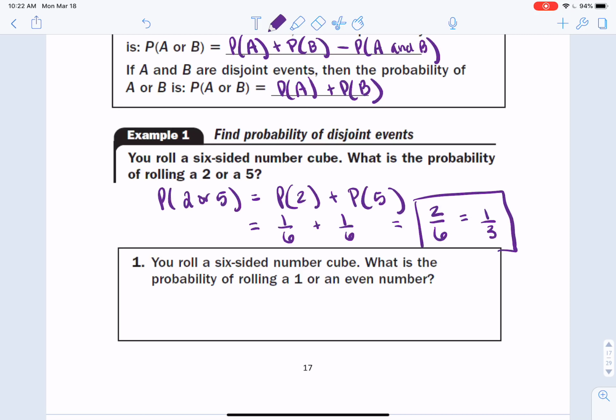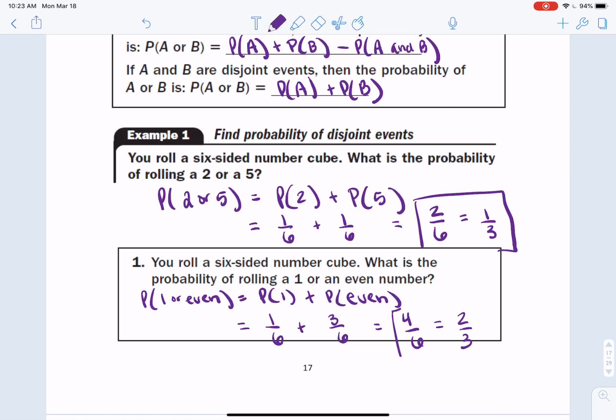To do another one, you roll a six-sided number cube. What is the probability of rolling a 1 or an even number? So the probability of rolling a 1 or an even number, we would take the probability of rolling a 1 plus the probability of rolling an even number. So that's 1 out of 6. And there's three numbers that are even, so that's 3 out of 6. So 3 out of 6 plus 1 over 6 is 4 over 6, which you could leave or reduce to 2/3. All right, so those were disjoint events.